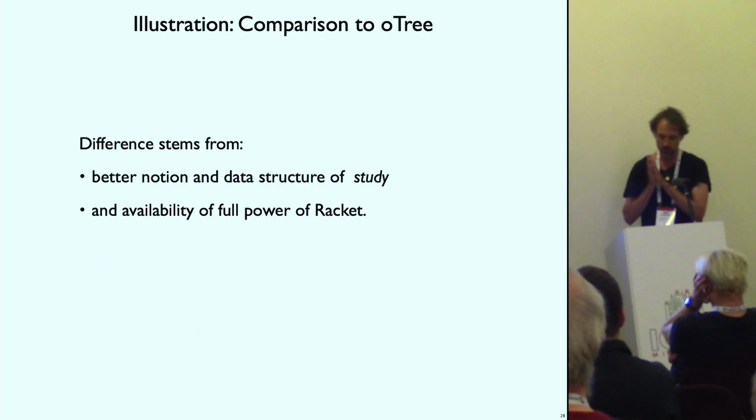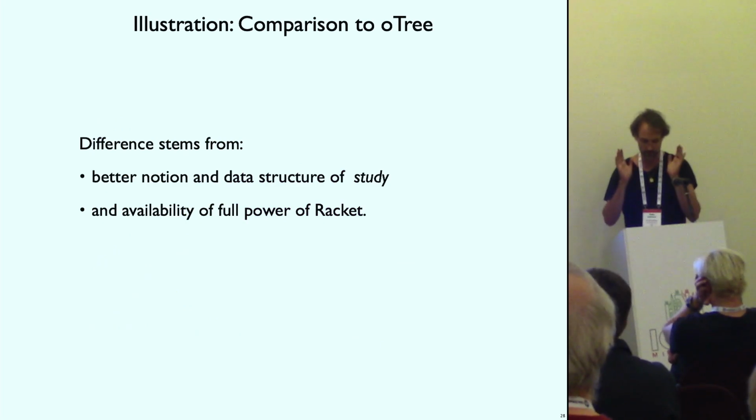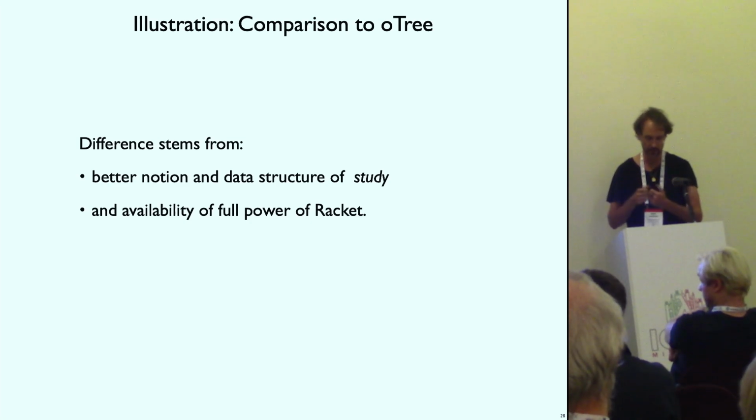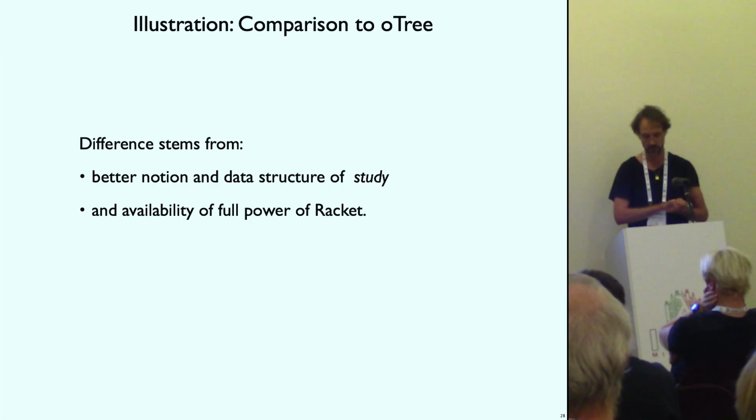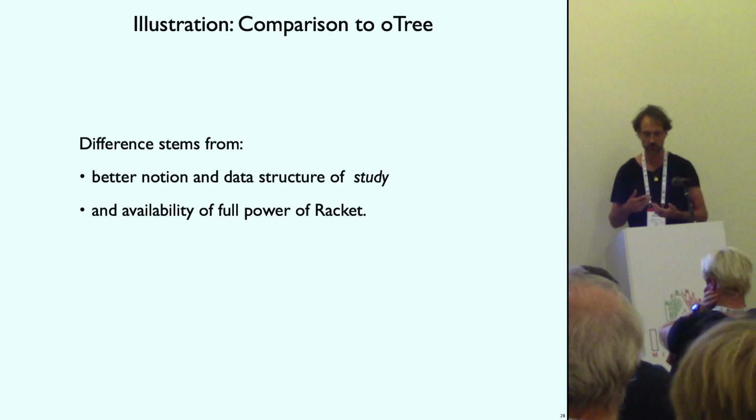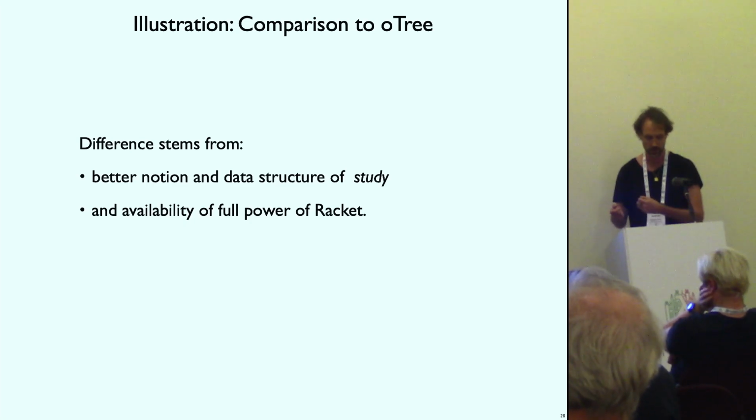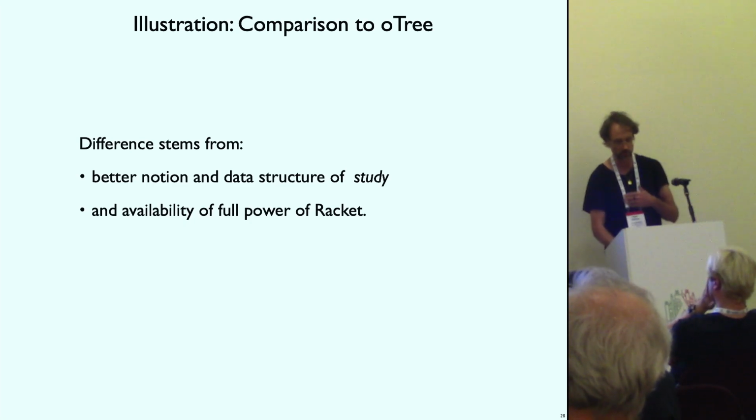All right, so let me compare then just what the benefit is of Congame here and where I think it comes from. So I think fundamentally the difference in O3 and Congame comes from the fact that we have a better notion of what a study is, and we use a better data structure. Secondly, I could use the full power of Racket anywhere.